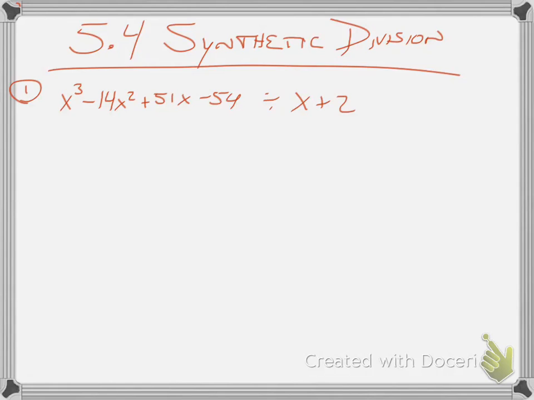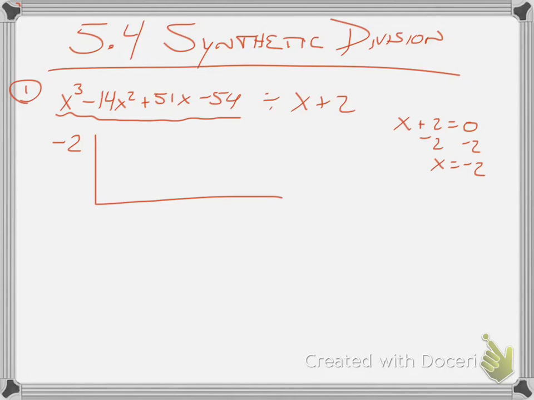So what we're going to do for synthetic division is you set the divisor equal to 0 and solve. So you're going to use x as -2, and that value goes on the outside of the box, and then the coefficients of the dividend go on the inside. So this is a 1 here, -14, +51, -54. Don't forget, use the signs with the coefficients as well.